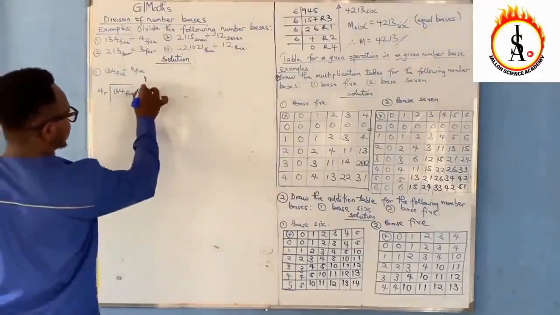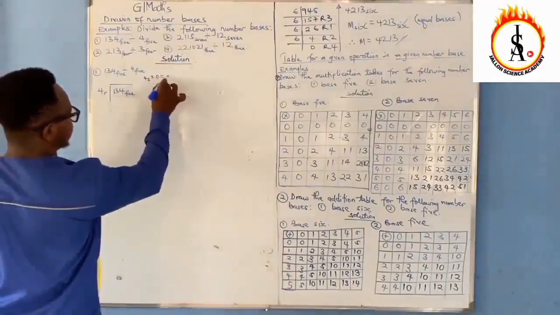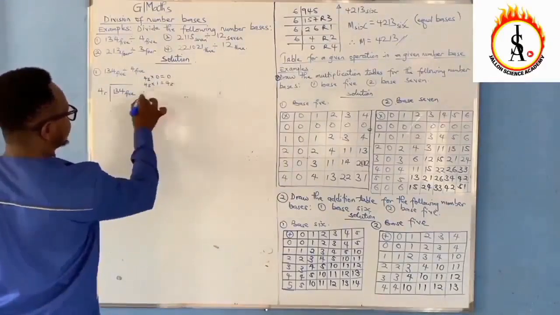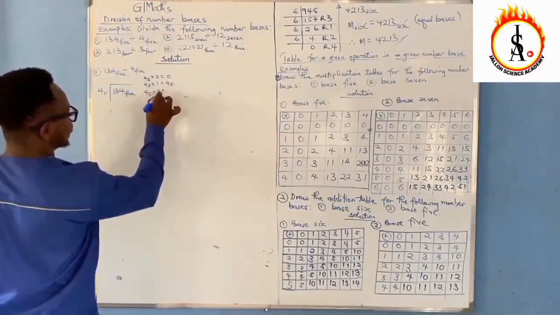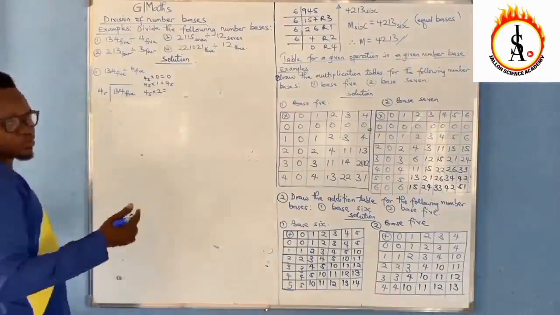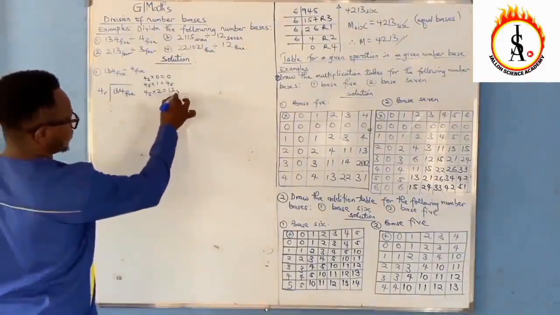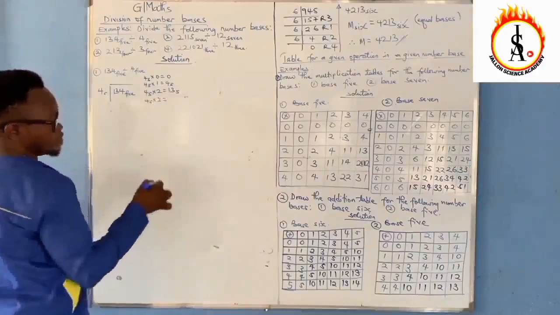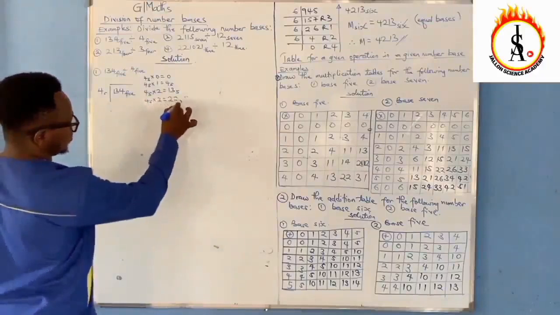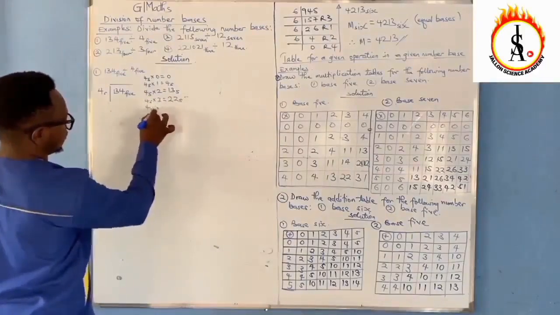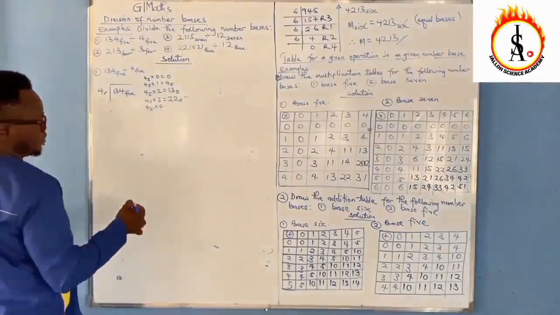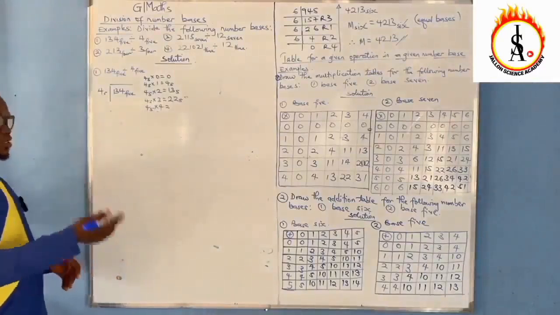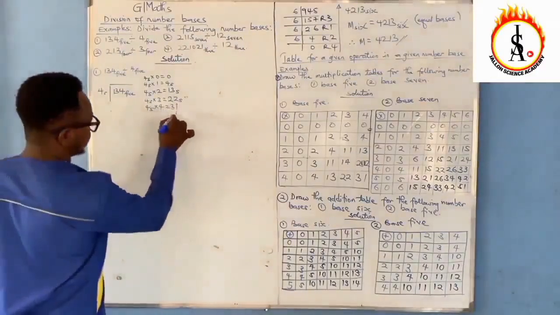So 4 in base 5 multiplied by 0 is 0. 4 in base 5 multiplied by 1 is 4 base 5. 4 times 2 is 8, and 8 in base 5 is 1 with a remainder of 3. 4 times 3 is 12, which in base 5 is 2 with a remainder of 2. And finally 4 times 4 is 16, which in base 5 is 3 remainder 1. So we get 3 and a remainder of 1 in base 5.